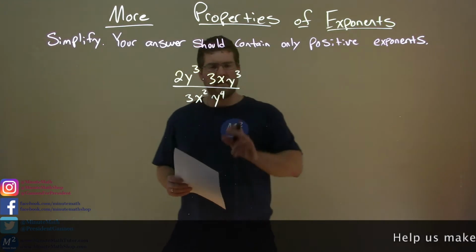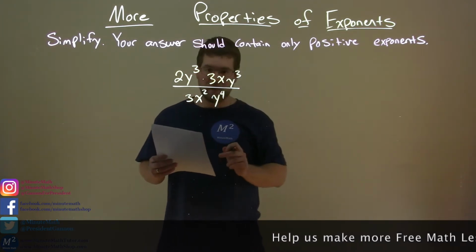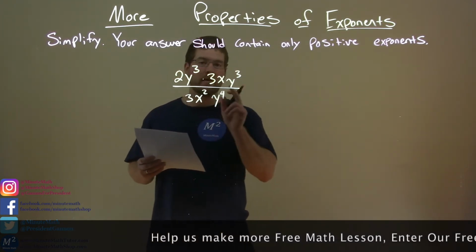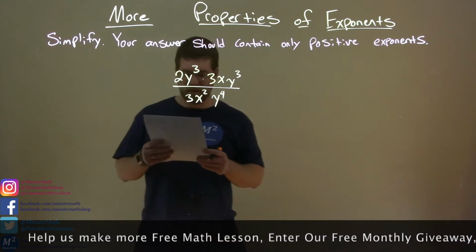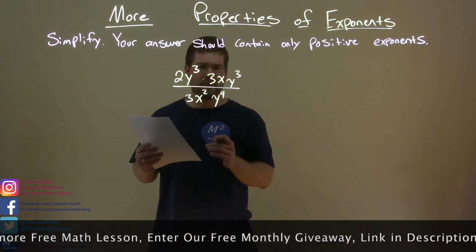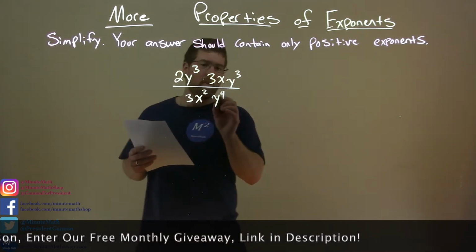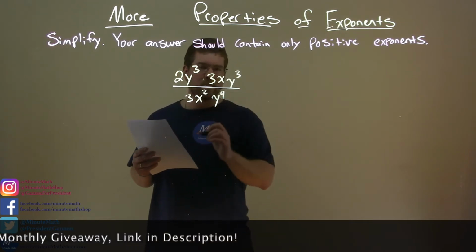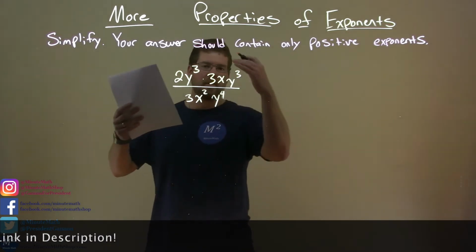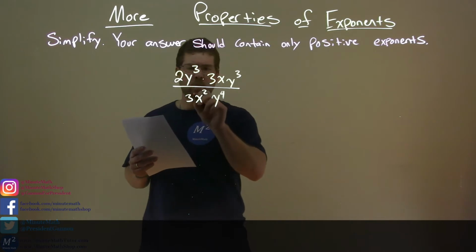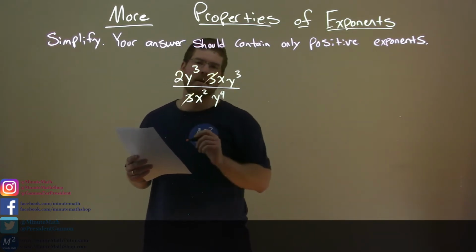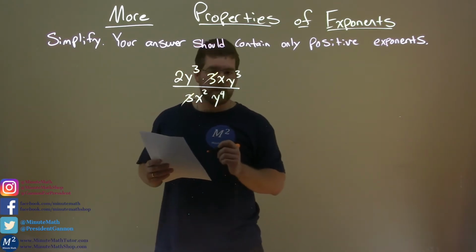2y to the third power times 3x y to the third power over 3x squared y to the fourth power. Okay? First step here. Well, what I try to do if I can is eliminate some things before I simplify on the numerator and the denominator. We see a 3 here and this 3 here. They can cancel each other out.